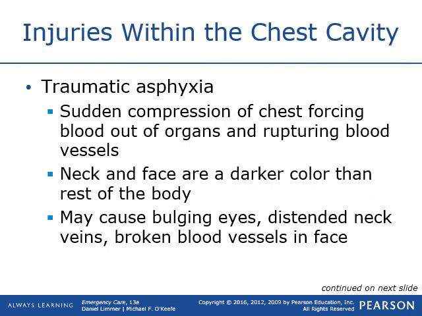Okay. Traumatic asphyxia. It's a sudden compression of the chest, forcing blood out of the organs and rupturing blood vessels. You'll see this quite a bit in trench collapse, grain bin, people that are trapped in a grain bin. The neck and face are a darker color than the rest of the body. That's because of all the ruptured blood vessels, and with the blood being forced out of the organs, it goes up. May cause bulging eyes, distended neck veins, and broken blood vessels in the face.